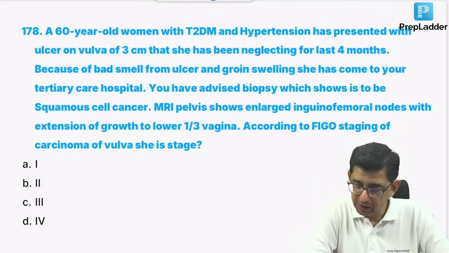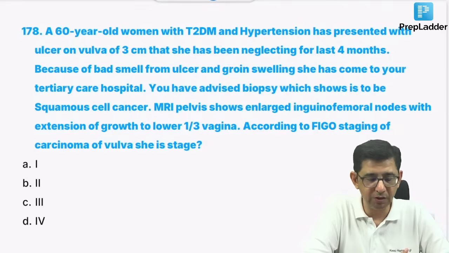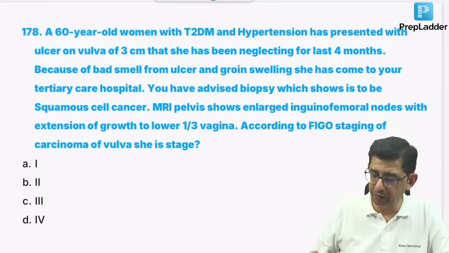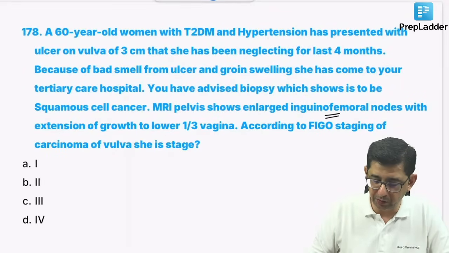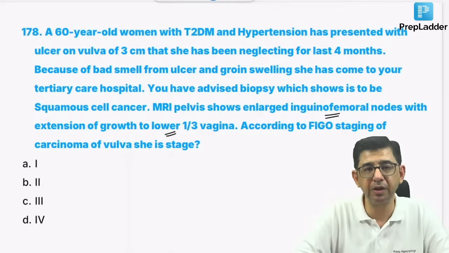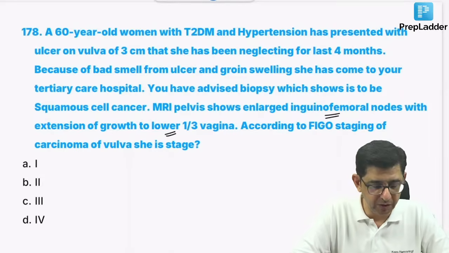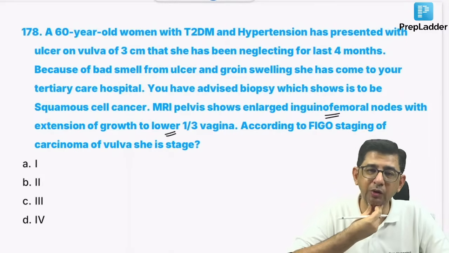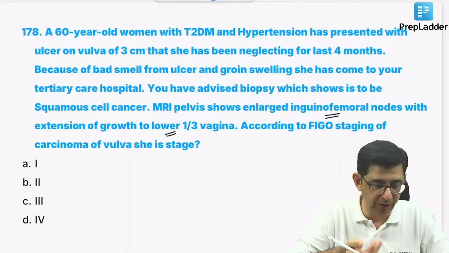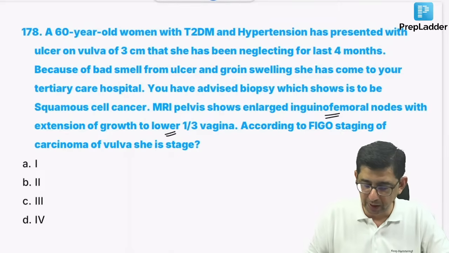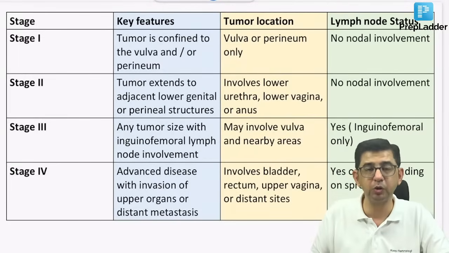We have this lady, and he's asking the FIGO staging of carcinoma vulva, and there are inguinofemoral lymph nodes involved in this case, and involvement of the lower one third of the vagina. So you need to practice the FIGO staging. Normally we study only cervical cancer, but they have asked about vulval cancer, so this is important. Mainly, it is the spread of the cancer to the lymph nodes and the lower one third of the vagina which is to be remembered.